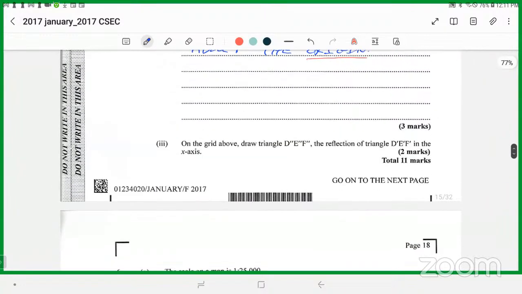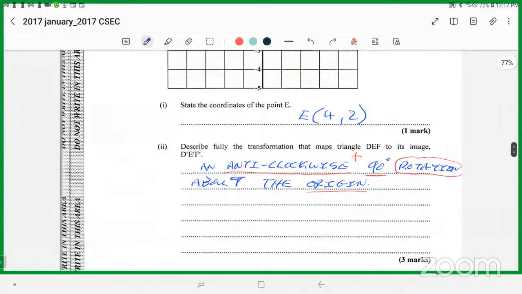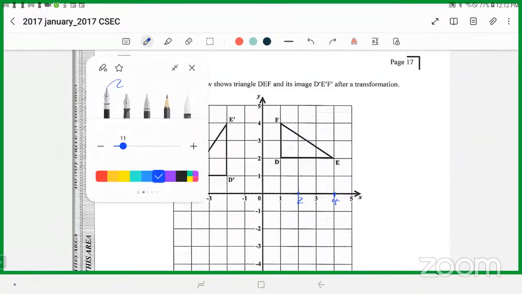Next part now says, on the grid, we have to draw the double prime triangle, which is a reflection of the prime triangle in the x-axis. So reflecting the prime triangle in the x-axis. So that's this one. Reflecting this one in the x-axis.